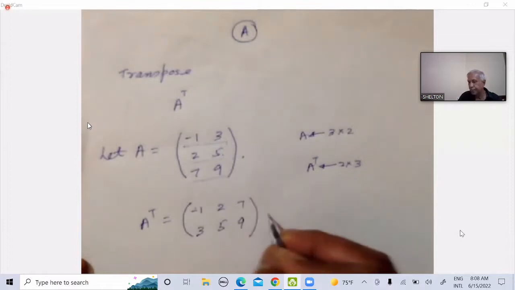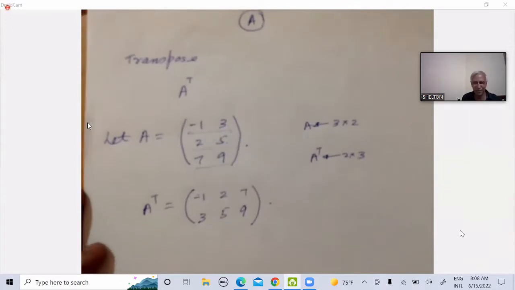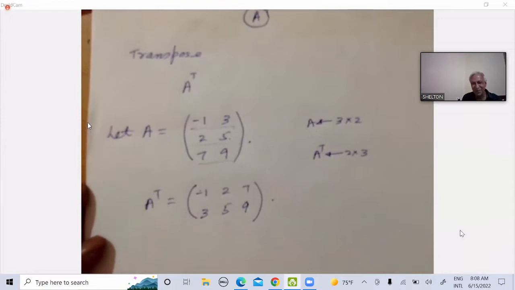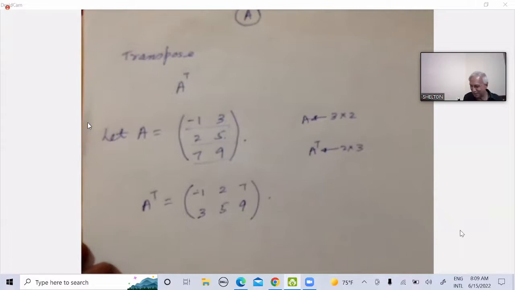Do you all understand it? Do you understand it? Just say yes. Yes? Do you understand how to write the transpose of a matrix? Yes, sir. Okay.